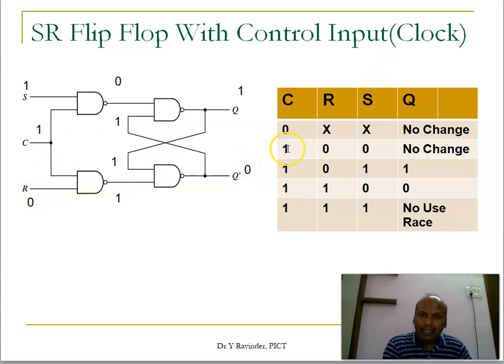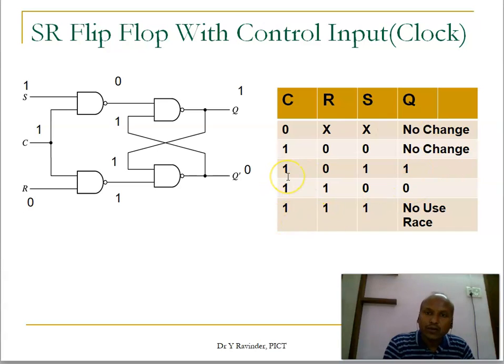Now when I want to operate this as an SR flip-flop, or when I want to change the outputs with the help of inputs, I have to make this 1. If I make this 0, whatever I do for S and R will not change the output. So if I make this 1, then the rest of the things we have discussed. For 0 0 it will be the no change condition. For 0 1 it will be the reset condition. Set condition, because S is 1, and for R equal to 1 and S equal to 0, this is 0 and this is 1 and 1. The 1 and 1 case has no use.